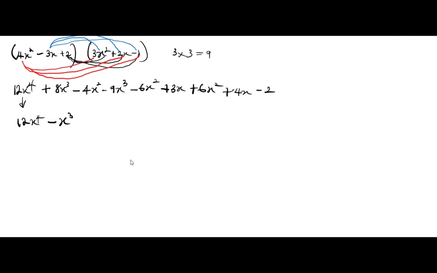Then we will combine minus 4x squared, minus 6x squared and plus 6x squared. So minus 4x squared minus 6x squared plus 6x squared. Minus 6x squared will cancel plus 6x squared. Then you have only minus 4x squared left. So you have minus 4x squared. So you now combine 4x and 3x. So you have plus 3x plus 4x. That will give plus 7x. So you have plus 7x. Then you have only minus 2. You have minus 2.